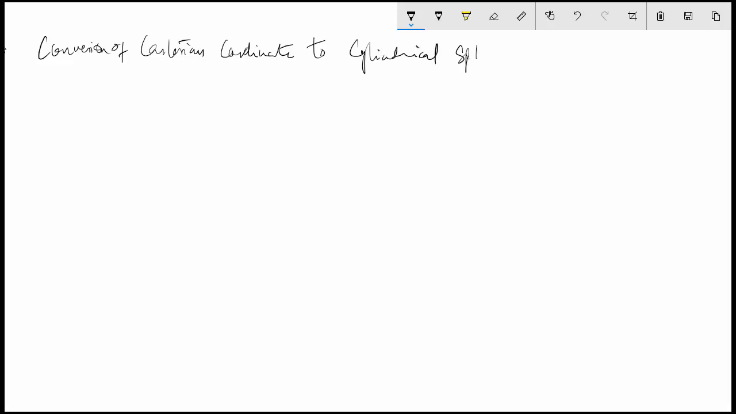And if you write down what we have got so far, the conversion of Cartesian coordinates to cylindrical coordinates.